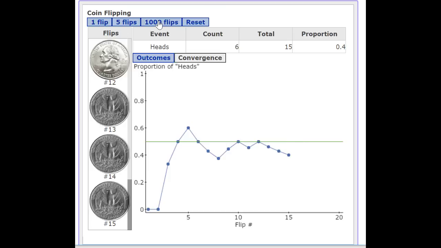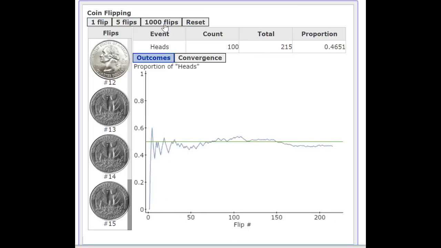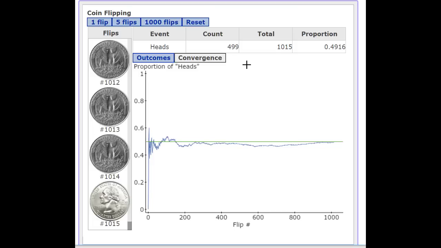So now I'm going to jump over to this button that will simulate flipping coins 1,000 times. So now we've flipped it 1,000 times, and we see that out of 1,015 total coin flips, 499 resulted in heads. When I divide this number by that number, I get 0.4916, which is really close to 50%, the green line. So as you can see, this blue line dances up and down, above and below, but eventually it gets close, really close to 50%, and we would just keep going.